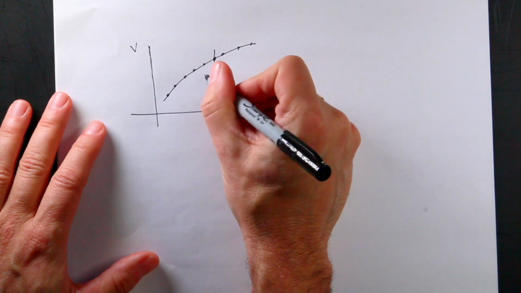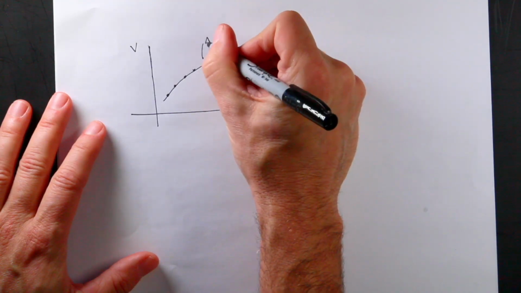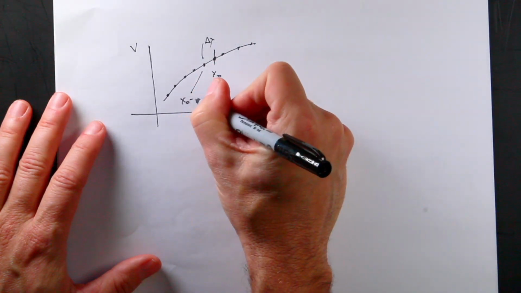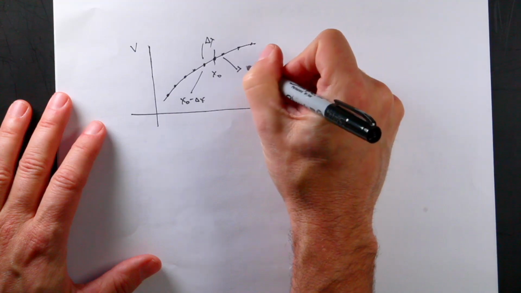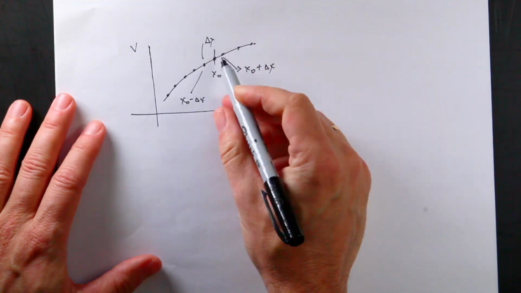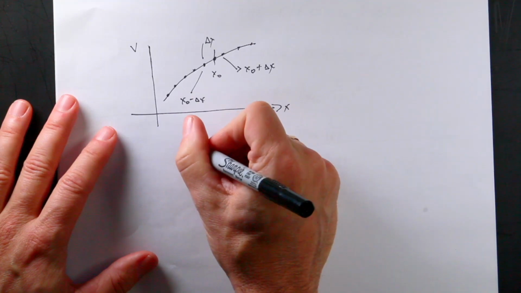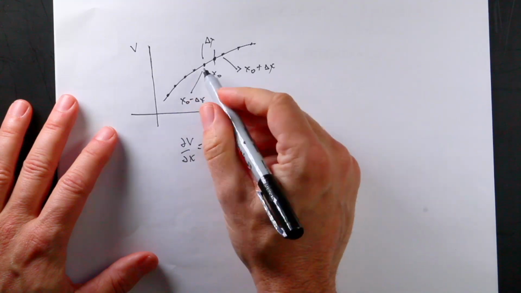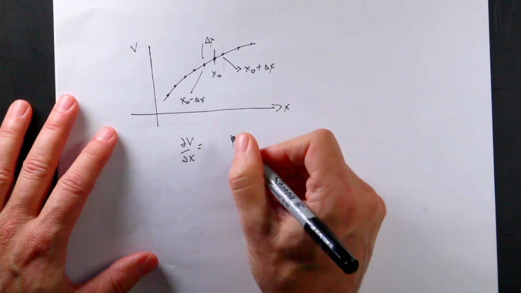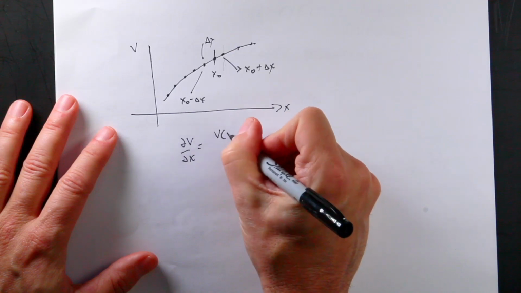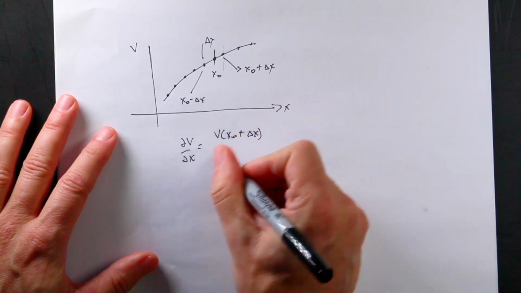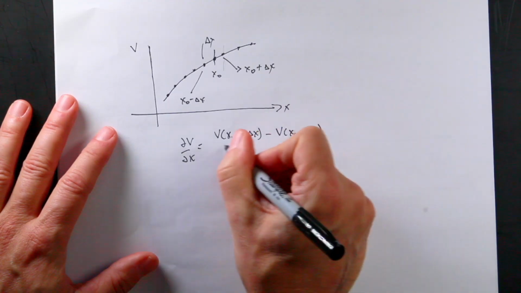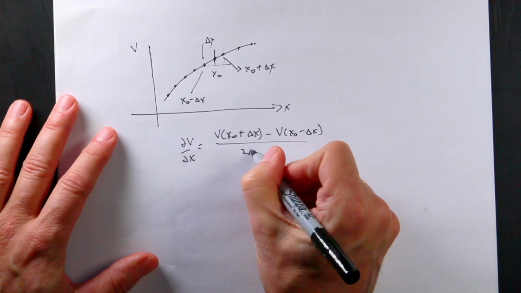That's my x0. Let's call this width delta x. So that point right there is going to be x0 minus delta x, and this point is going to be x0 plus delta x. Then I can say the partial of v with respect to x is going to be equal to the slope here. The slope is the change in the vertical, which is v of x0 plus delta x, which I have that function, minus v of x0 minus delta x, and then I need to divide by the width, which is 2 delta x.